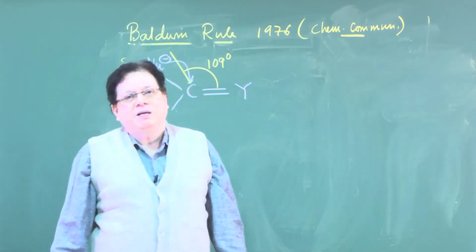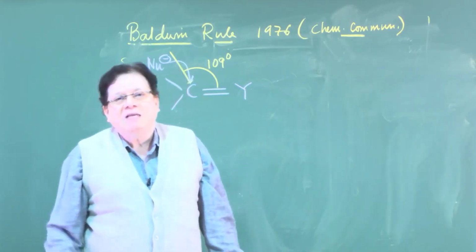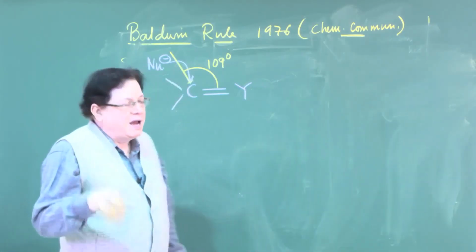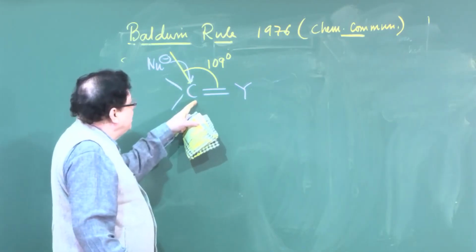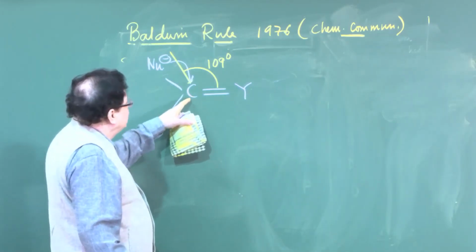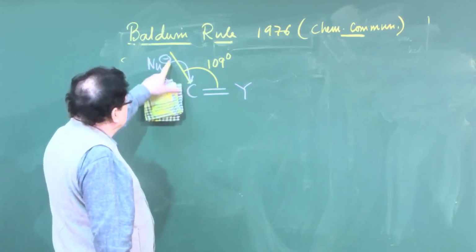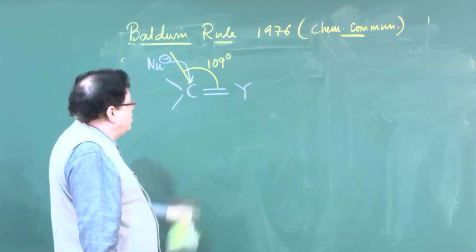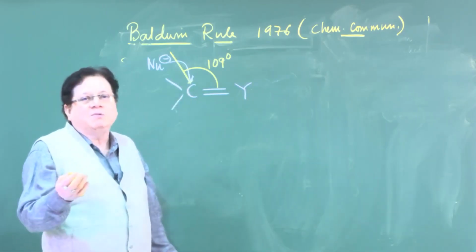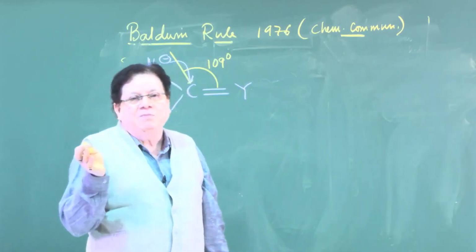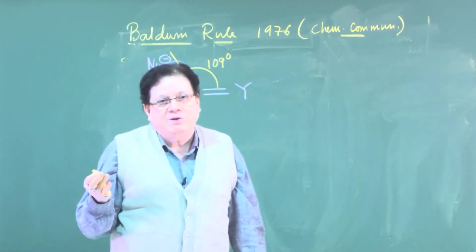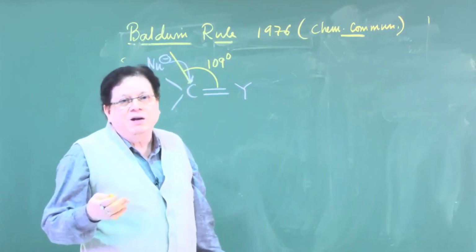This is what is called the Baldwin trajectory. Now, how can you arrive at these angles? If you consider that after the reaction, after the addition of the nucleophile, the carbon becomes tetrahedral, the angle between these groups will be 109 degrees 28 minutes. So, it is close to 109 degrees.